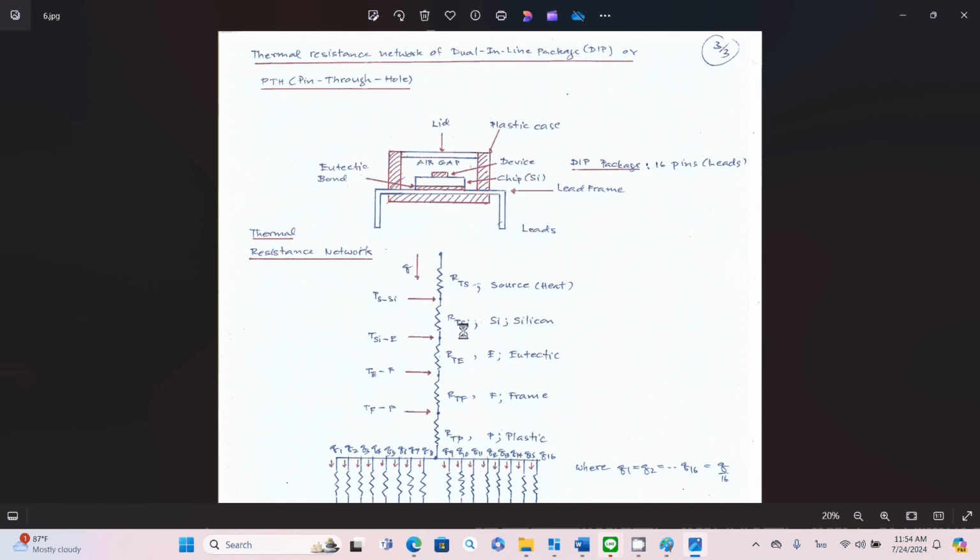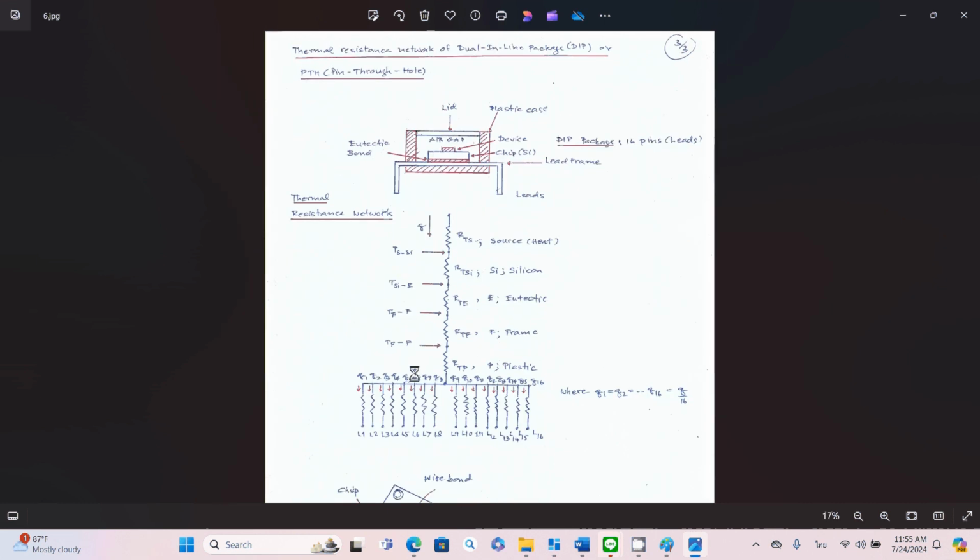RTSI, that's from the silicon chip, right? The chip made by silicon. RTE is the die bond, and then you mount your silicon chip on your lead frame. That's the copper or any kind of electrical conduction material. And then you mold your package with plastic. That's why you have your RTP, just to prevent your chip from humidity. And then you have RT from your pins of the package in parallel, 16 pins.